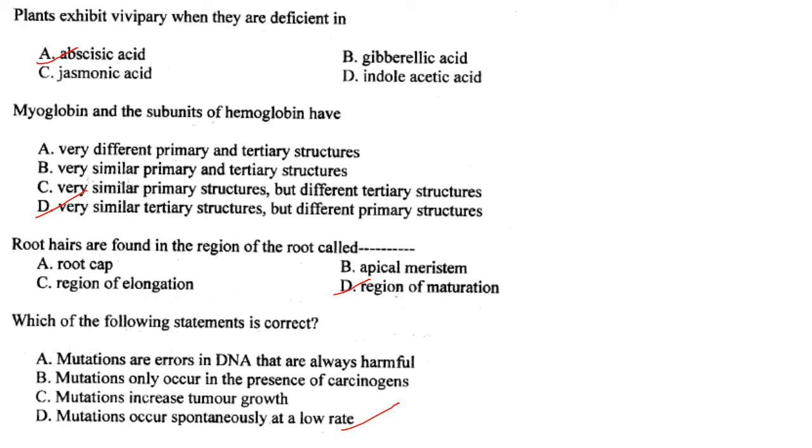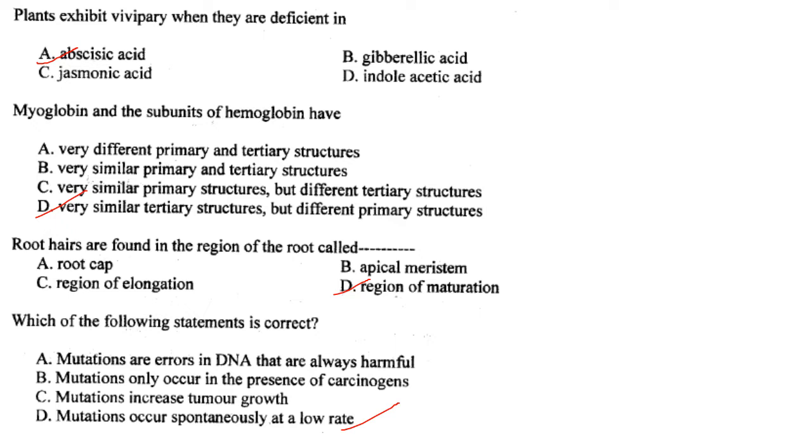Then next one. Plant exhibits vivipary when they are deficient in. So vivipary occurs when seeds or embryos begin to develop before they detach from the plant. So it occurs when there is deficiency in abscisic acid. So answer is option A.